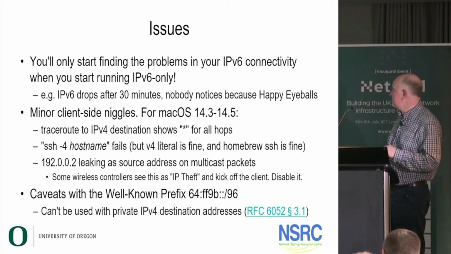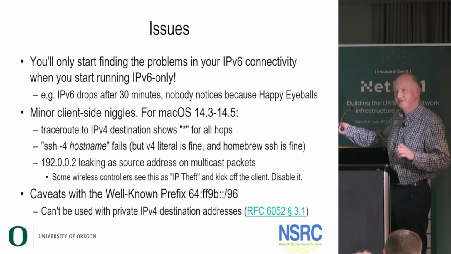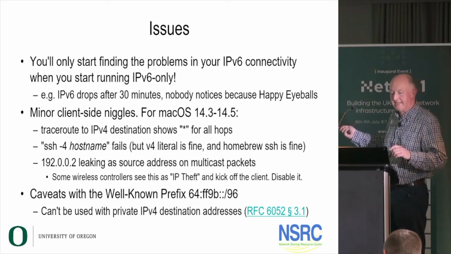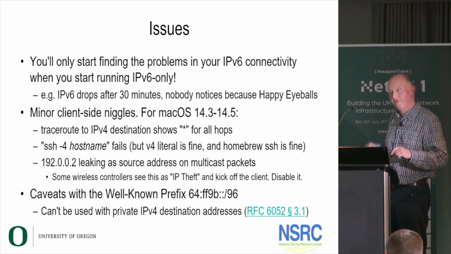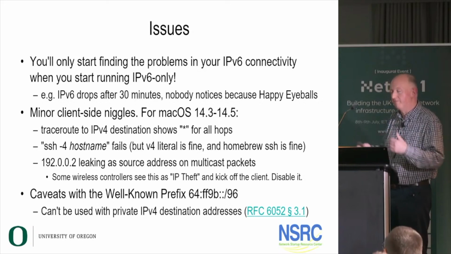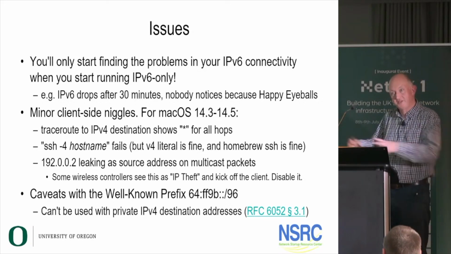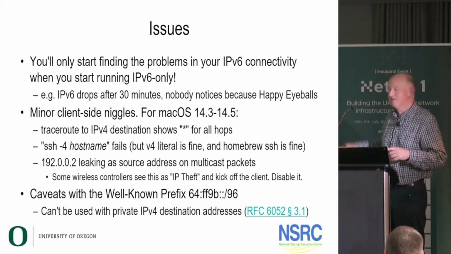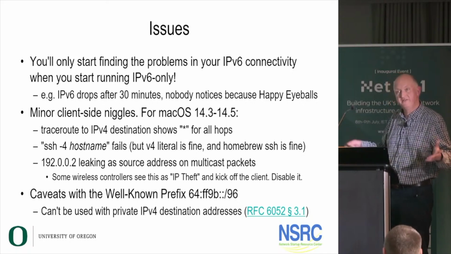And there are some caveats. The well-known prefix, which is the one you'll find in documentation for doing your NAT64, so 64:ff9b::/96, the RFC says you cannot use that with private v4 addresses, to translate to or from private v4 addresses. So when I first built this in my home network, I have stuff that's only on v4 and it's only on private addresses I couldn't reach. It just turned out it was because it was using this prefix, and I changed to a different prefix and everything worked fine. So you live and learn with all of these things.